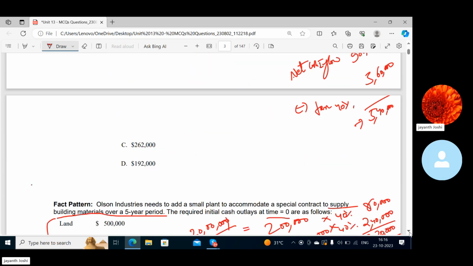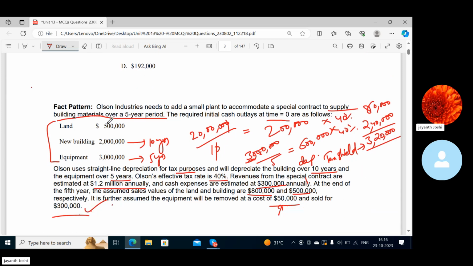So we are selling it for how much? What are the current book values? 5 lakhs, 2 million. Land won't get depreciated, right? Only the building will get depreciated and equipment will get depreciated. Yes. So if I have to say the current book value, what can it be? At the end of 5th year, the assumed value of the building is 8 lakhs. And equipment we are selling. Equipment will be removed and sold, so nothing will be left over.